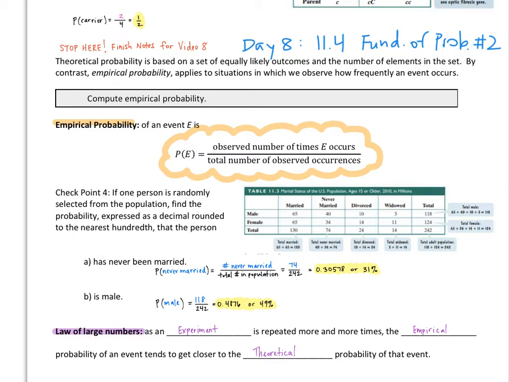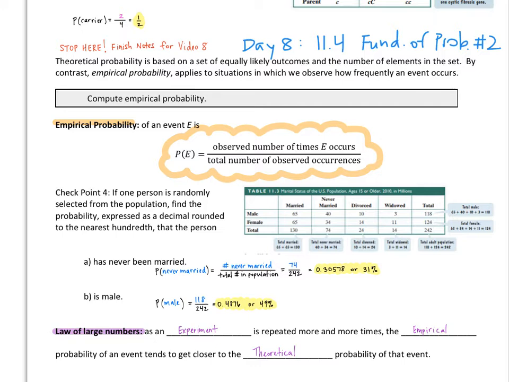So we finished with theoretical probability. Remember, theoretical probability is based on a set of equally likely outcomes and the number of elements in the set. By contrast, empirical probability applies to situations in which we observe how frequently an event occurs. So empirical is what we've observed. Theoretical is just the likelihood based on the number of elements in a certain set.